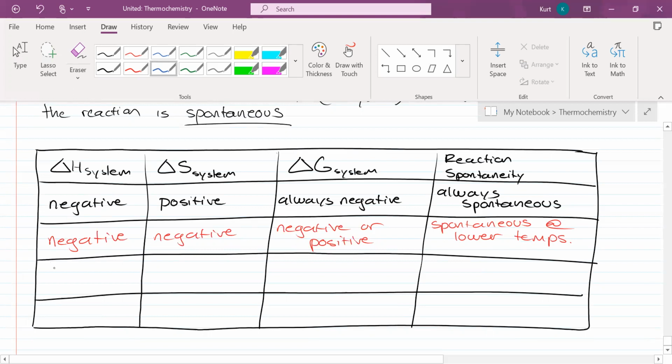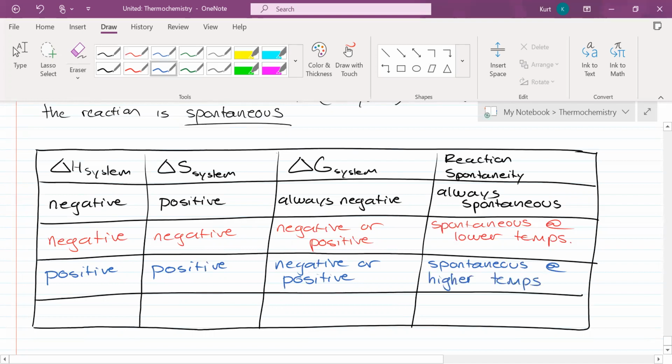Next, we have the change in enthalpy is going to be positive. The change in entropy is positive. This means the delta G could be negative or positive, and it will be spontaneous at higher temps.